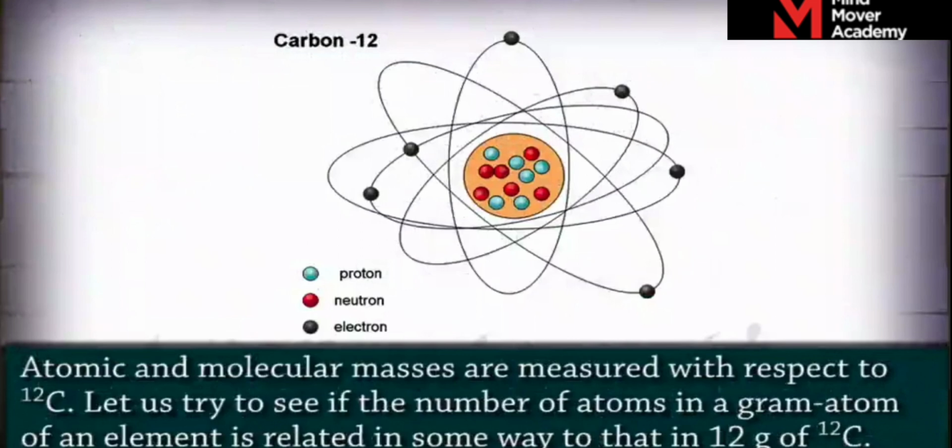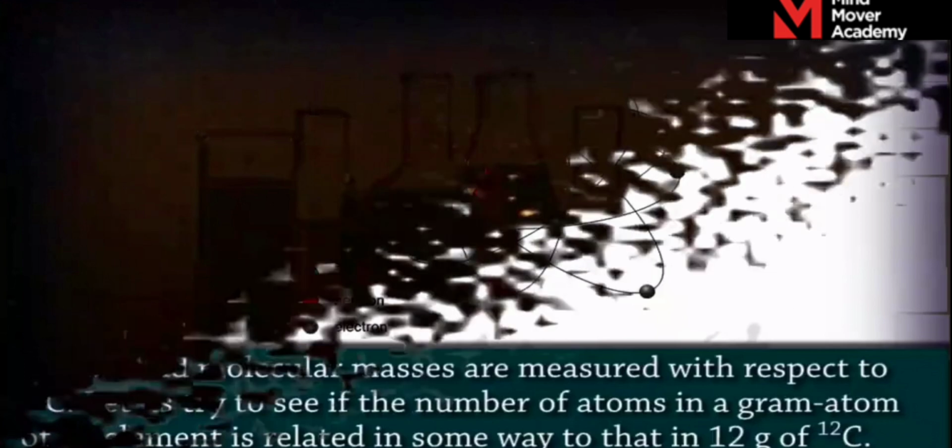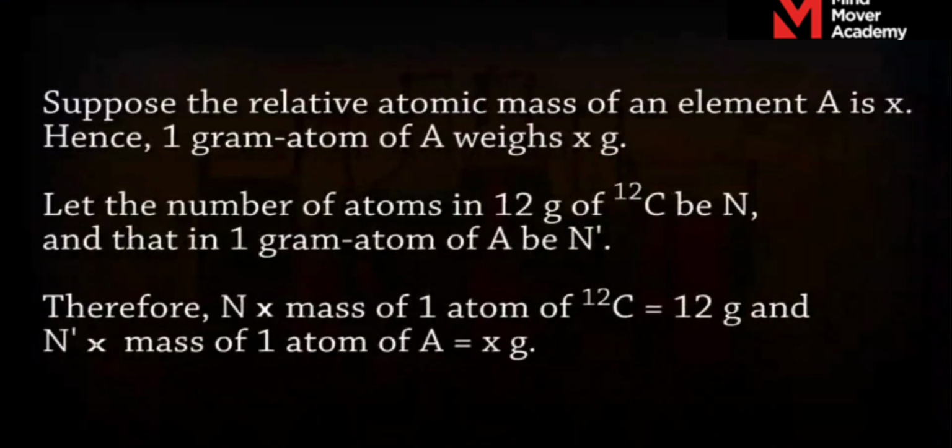Atomic and molecular masses are measured with respect to C12, so let us try to see if the number of atoms in a gram atom of an element is related in some way to that in 12 grams of 12C. Suppose the relative atomic mass of an element A is X. Hence 1 gram atom of A weighs X grams.